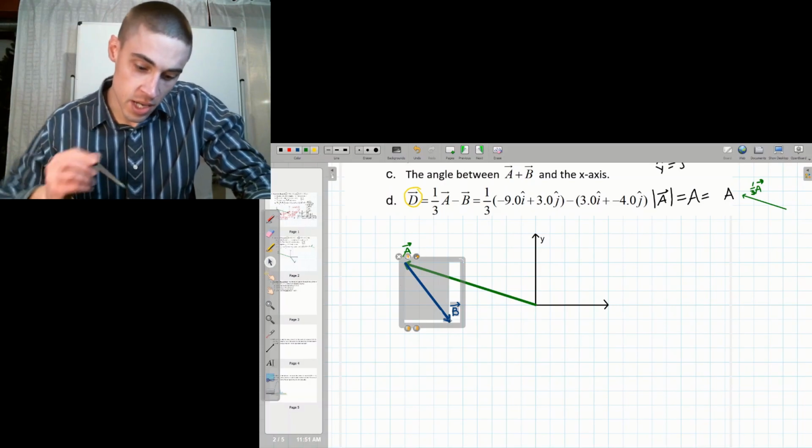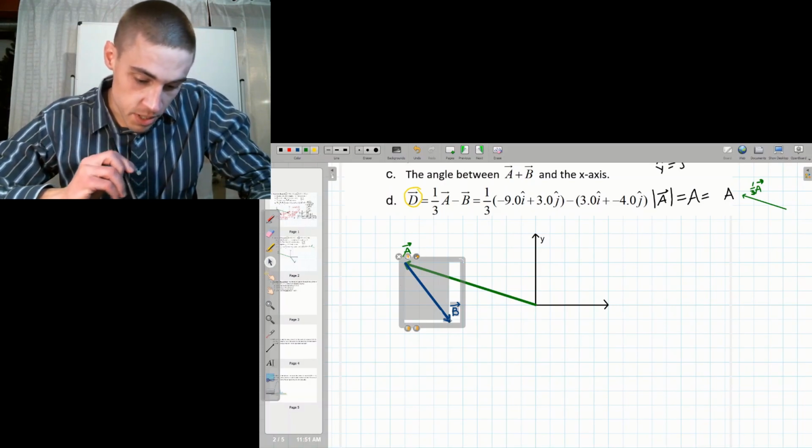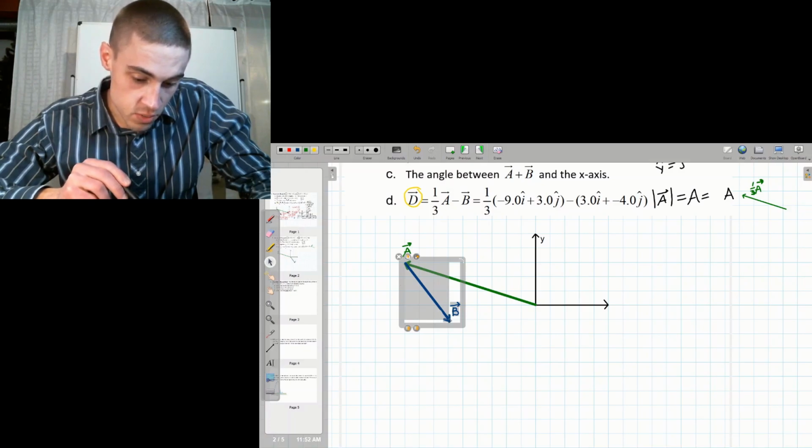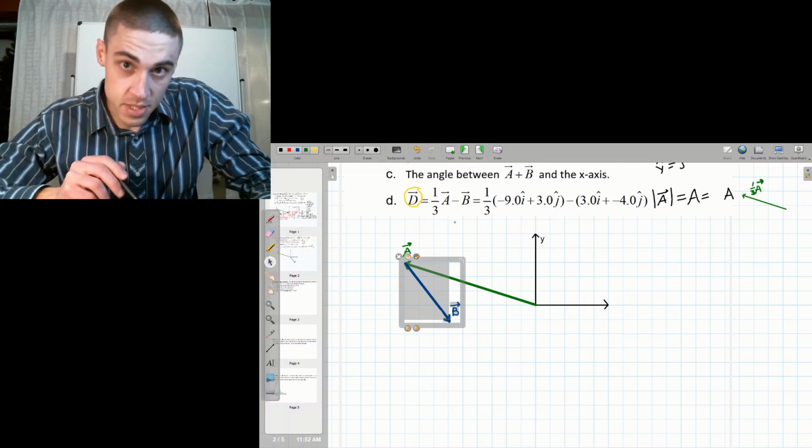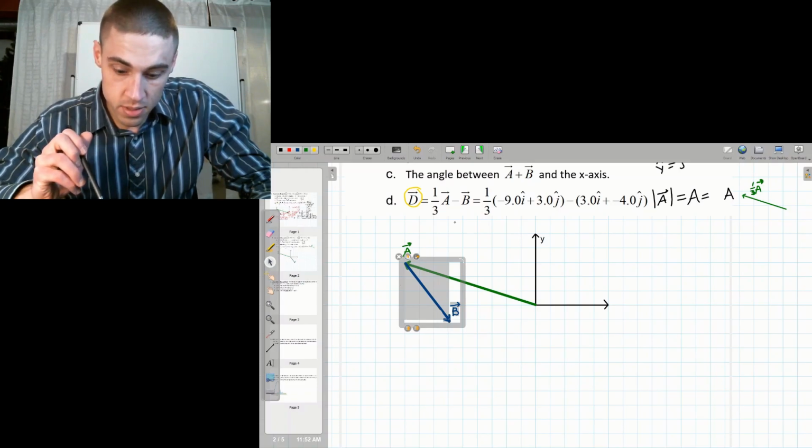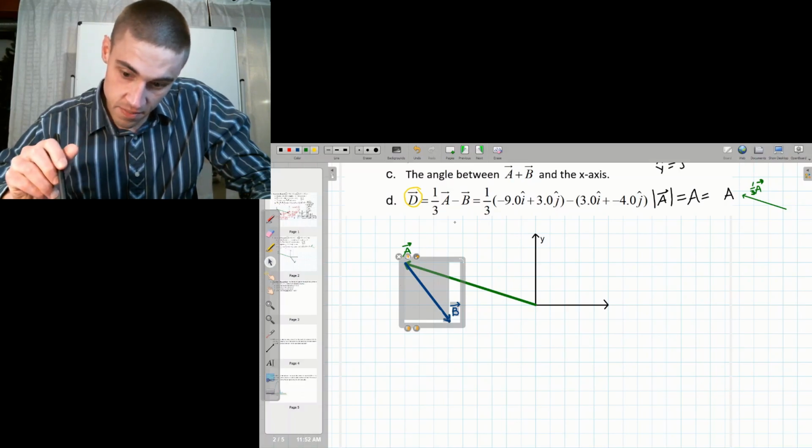Okay, so now let's do part D. So part D asks you to find the vector d, which is 1/3 a minus b. All right, so whenever you multiply a vector by some scalar quantity, you just take that scalar quantity and multiply it to each one of the individual components. So that's simple enough for A.